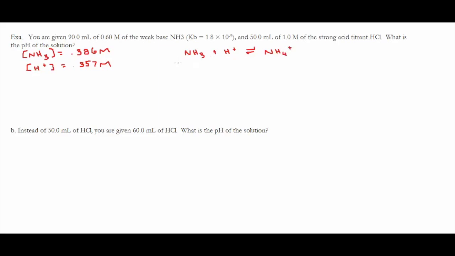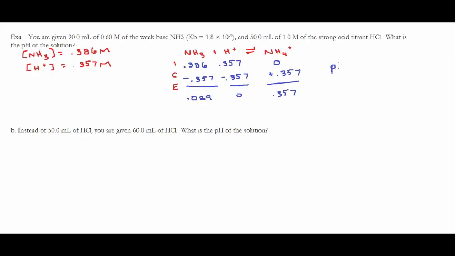Okay. And so when I allow these to react, I'm going to ICE this, and then I'm going to put the concentration of NH3, which is 0.386, the concentration of H+, which is 0.357, and then I don't start with any ammonium. I'm going to use up all of the acid, so 0.357 minus 0.357, plus 0.357 here. And so what I end up with here is 0.029 molar, none of that, and then 0.357. And so I've got my weak base and my weak acid, and therefore I can use the Henderson-Hasselbalch equation, since I have both of those, and I can solve.